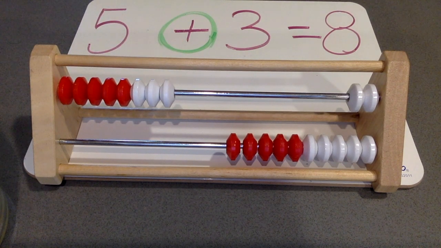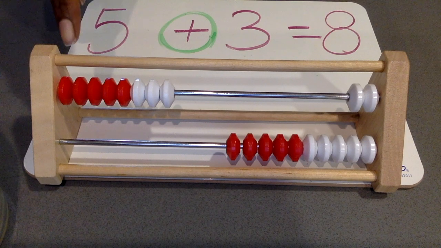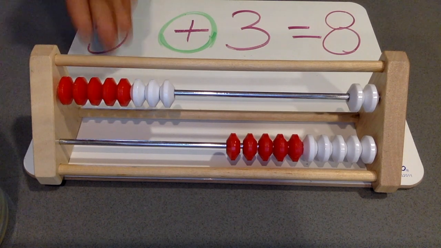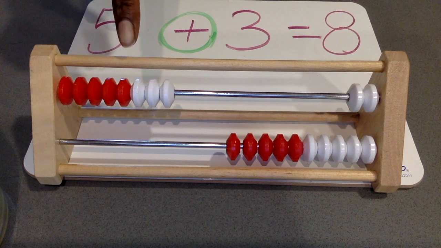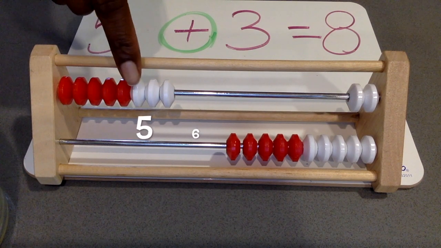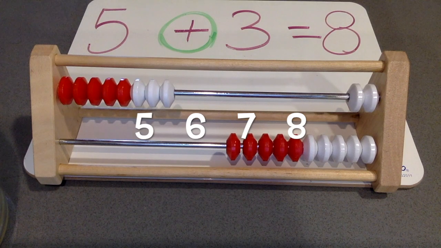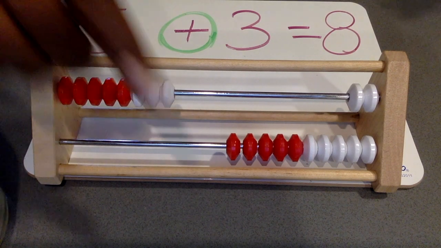Now, let me show you a trick, which if you're smart enough, you've probably caught on to this already. How many red ones are at the top? 5. So instead of counting each one, we know that there's 5 over here already. We can start with the 5th one and count on: 5, 6, 7, 8. Voila, and there you have it.